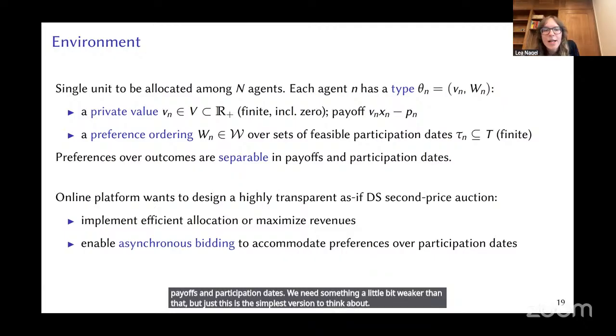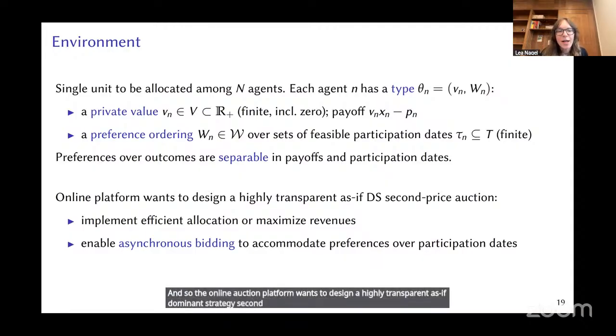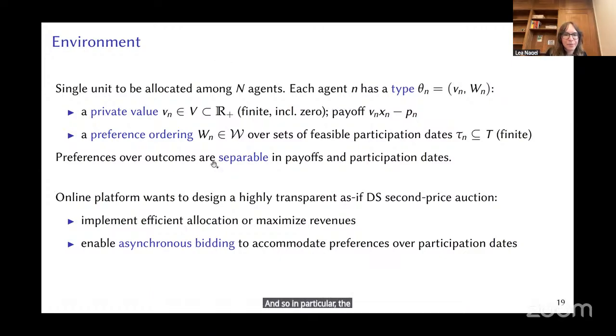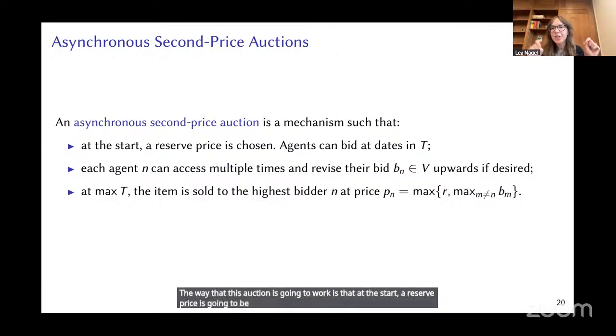And so the online auction platform wants to design a highly transparent as-if-dominant strategy second price auction to either implement the efficient allocation or perhaps to maximize revenues. And they want to enable asynchronous bidding to accommodate preferences over these participation dates. The way that this auction is going to work is that at the start, a reserve price is going to be chosen, and then agents can bid at these dates within this set T.